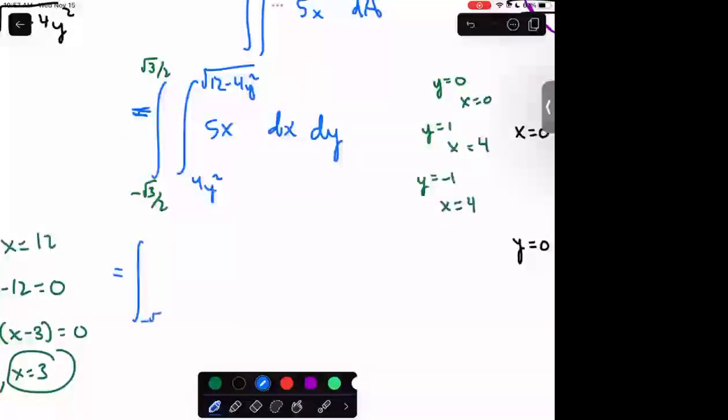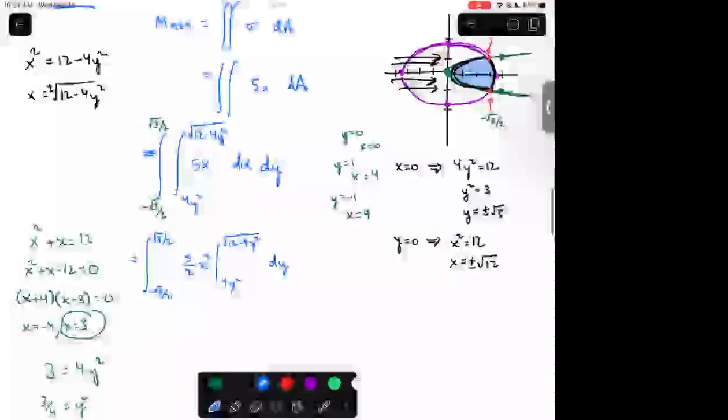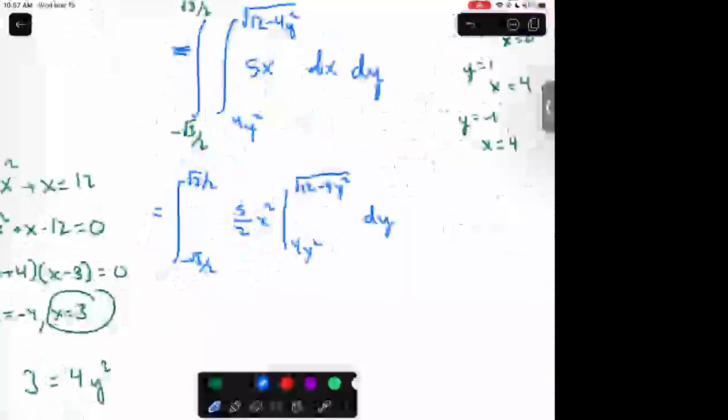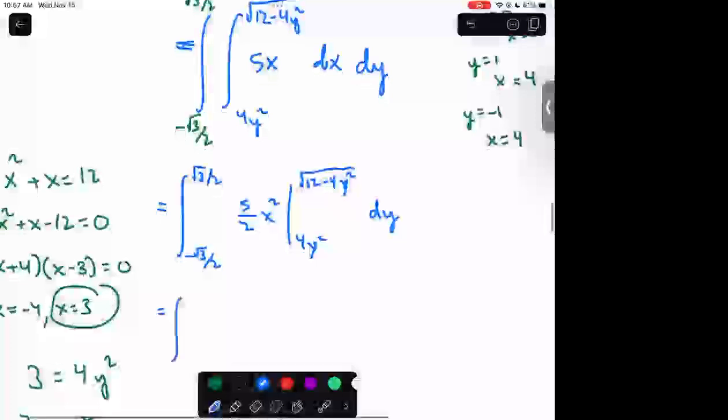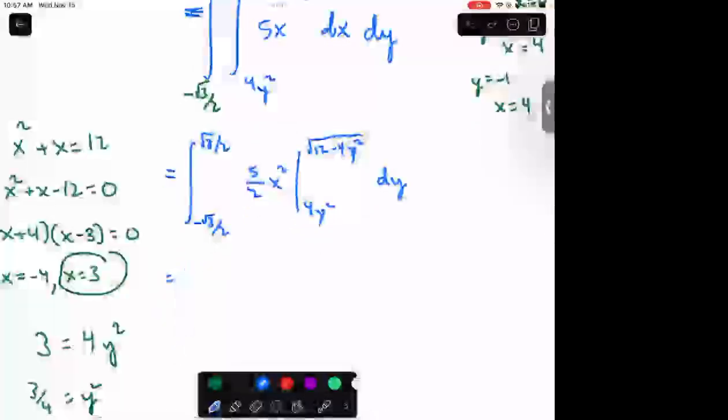Let's go ahead though and finish up our evaluation. It's nice to get a good final answer here. So when I integrate this with respect to x first, you can see we're going to have an x squared. That's going to be nice. It's going to help save us from some of these square roots. Let's go ahead and bring out this 5/2. Why not?